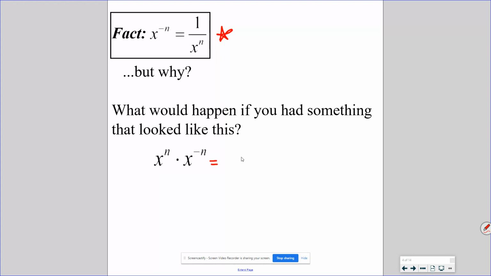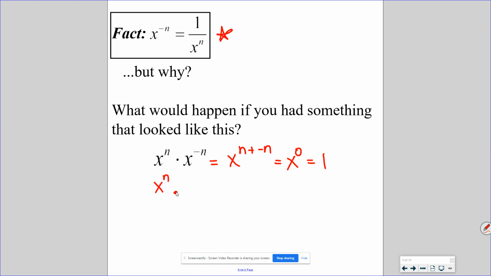Well, if I use the product rule, and the product rule says that I would add my exponents. So that would turn this into x to the n plus negative n power, and simplify, n plus negative n is 0, and as we just learned, x to the 0 power is equal to 1. So if we wanted to skip out these middle steps, what just happened? What does that mean about this x to the negative n power?